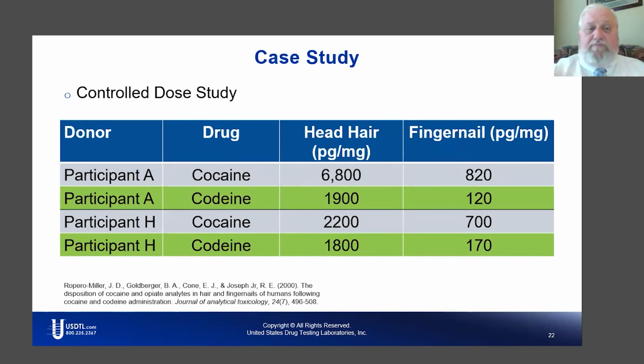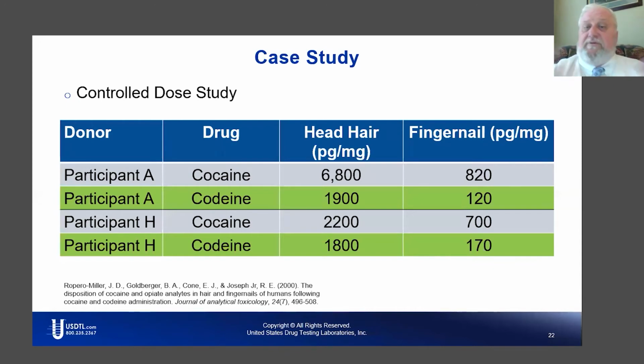And if you look at the ratio of fingernail to head hair, the ratio for cocaine is much higher than the ratio for codeine. One's greater than 10% and the codeine is less than 10%, probably accounted for by the mechanism of intake, how everybody's smoking it, handling it, ingesting it. I don't know how they were ingesting it. And also the alkaline pKa is probably a little different for these two drugs, and that will further account for the differences. So, an interesting study on one participant.